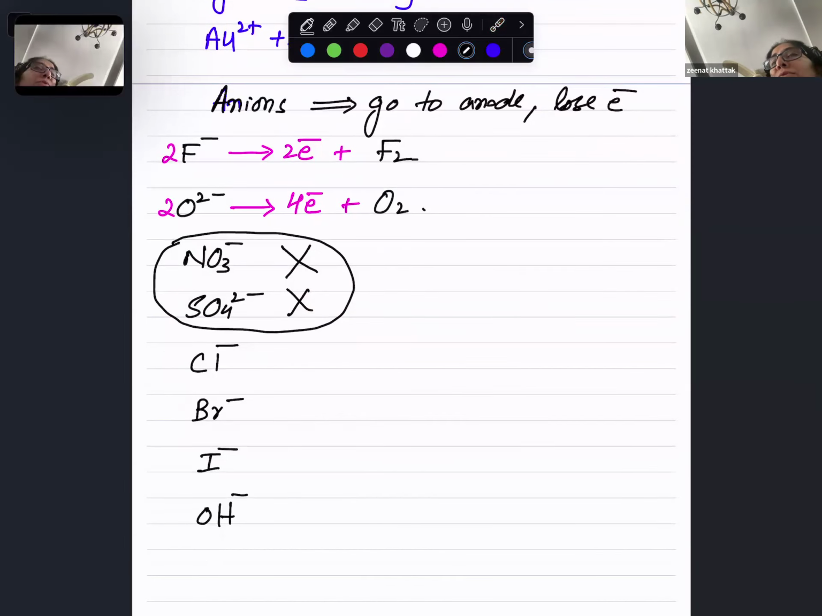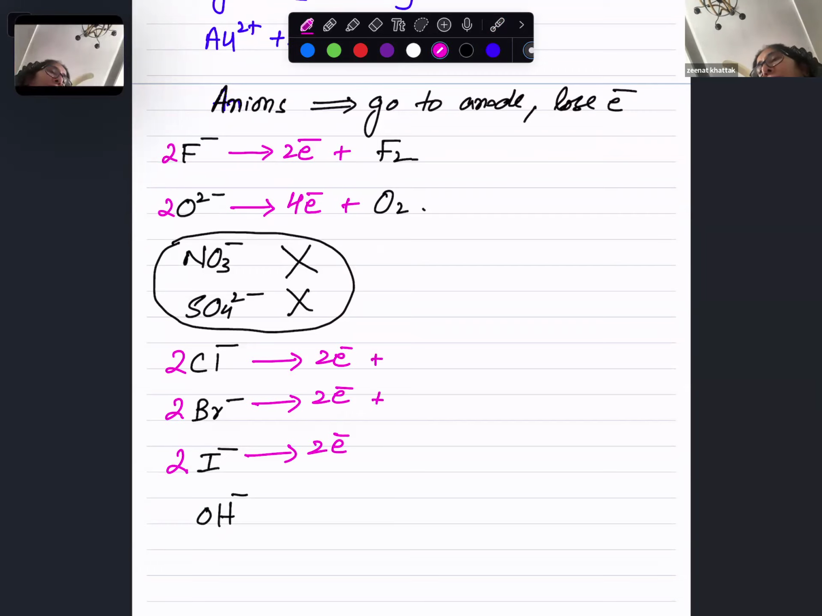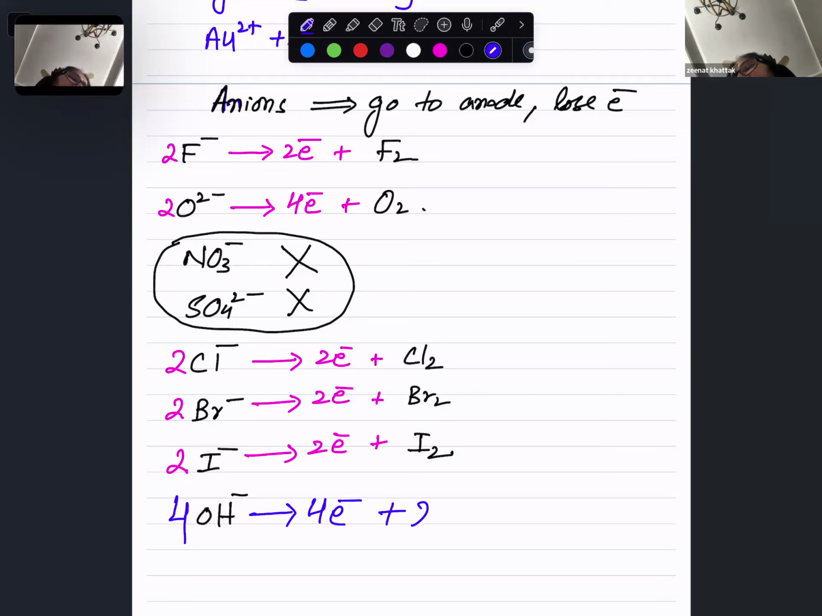But what about chloride? 2 chloride, 2 bromide, 2 iodide. And each losing how many electrons? 2 electrons, both. And what is formed? It's Cl2, it is Br2, it is I2. Right? Now, next. For this, you have to memorize 4 hydroxide, 4 electrons, 2 water, and oxygen.